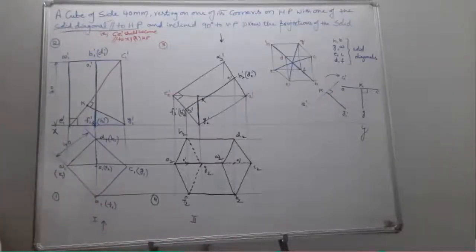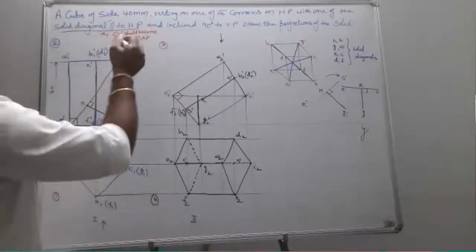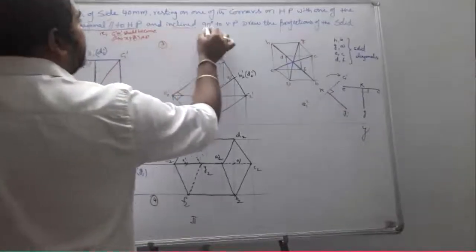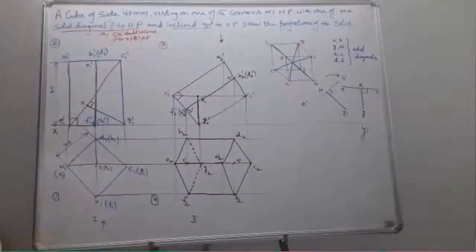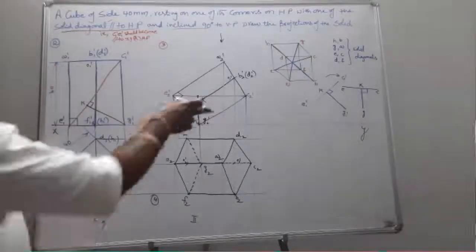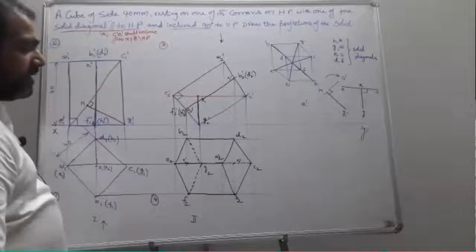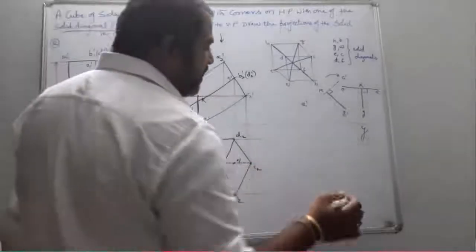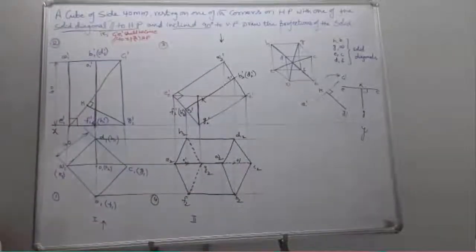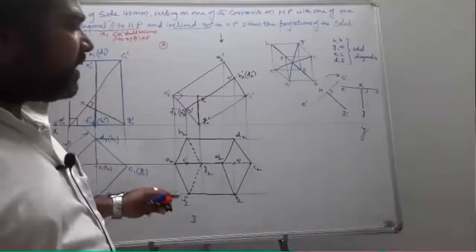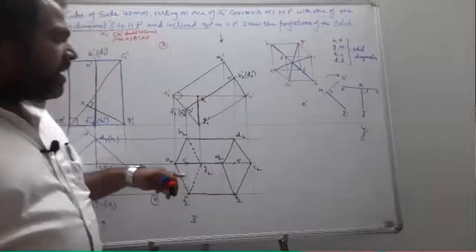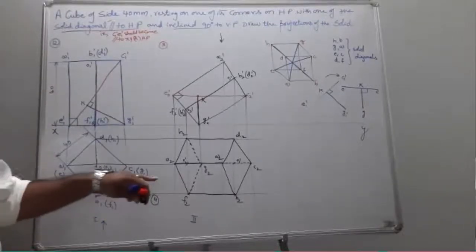Next one is the condition. What was the next condition after this? The solid diagonal is inclined 90 degrees to VP. That means your EC solid diagonal is to be inclined 90 degrees. There are two procedures. You can go for auxiliary or change of position method. I just go for auxiliary for my convenience. Why? Because my fourth step becomes one of the final views.